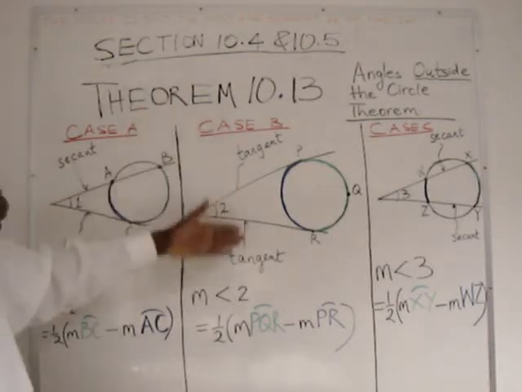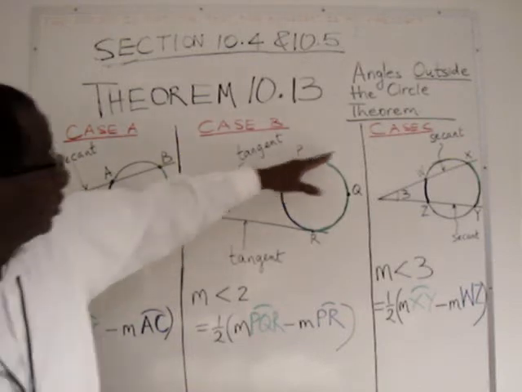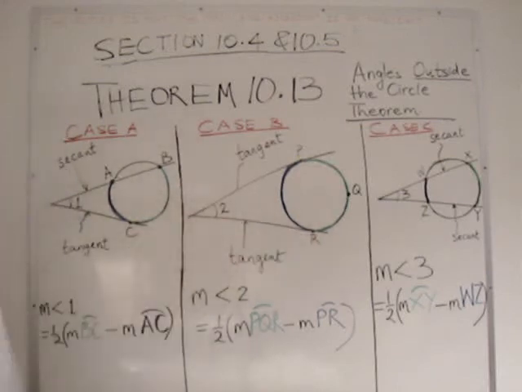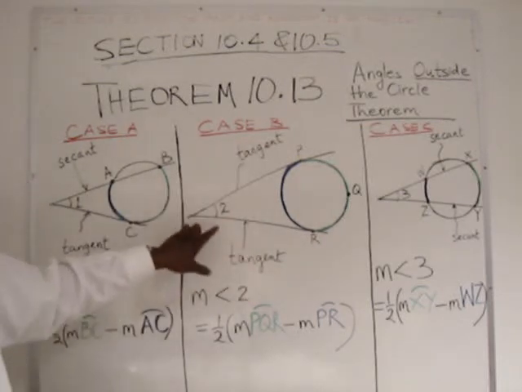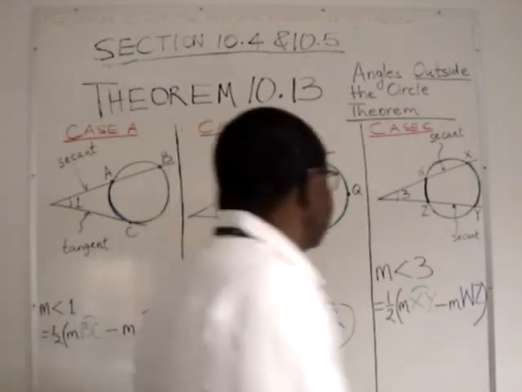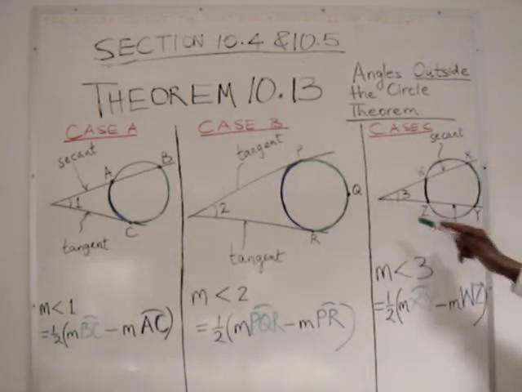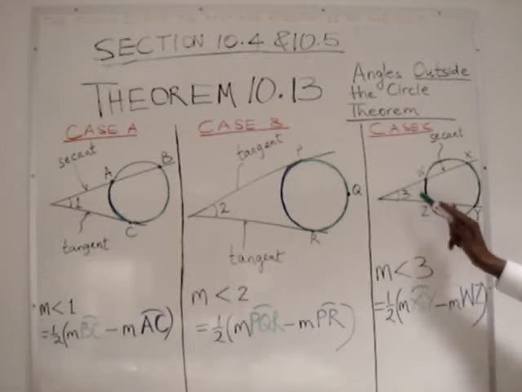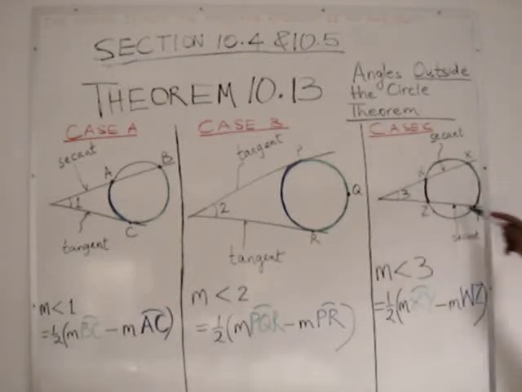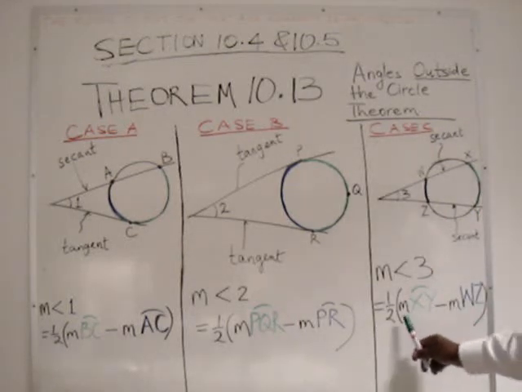The second case is when you have angle 2, made up of two line segments that are both tangents. You see the tangents to the circle. And then the third case, case C, is when the two line segments that form the angle, like angle 3 in this case, are both secants. That's a secant, and that's also a secant. In all cases the formula is the same.